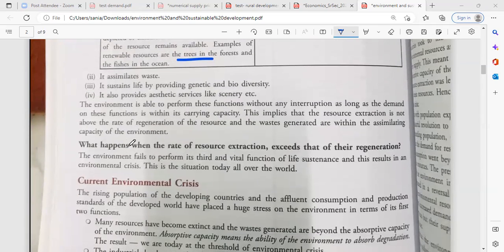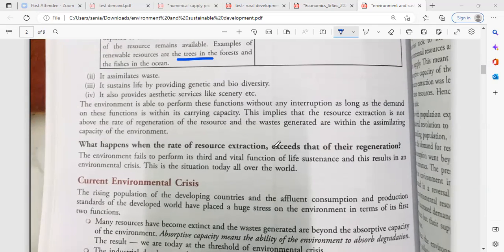Now, the next question is: what happens when the rate of resource extraction exceeds that of their generation? For example, if you are cutting down trees, somewhere you are planting them, right? But if you are cutting 10 trees and only generating one tree, then the environment fails to perform its third and vital function of life sustenance, and this results in environment crisis. This is the situation today all over the world. When people extract more and more resources and don't regenerate, that leads to environment crisis.